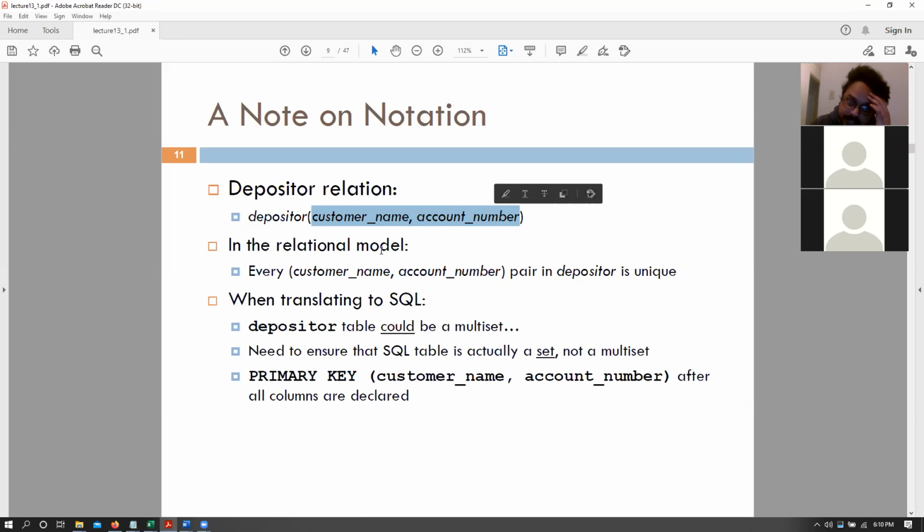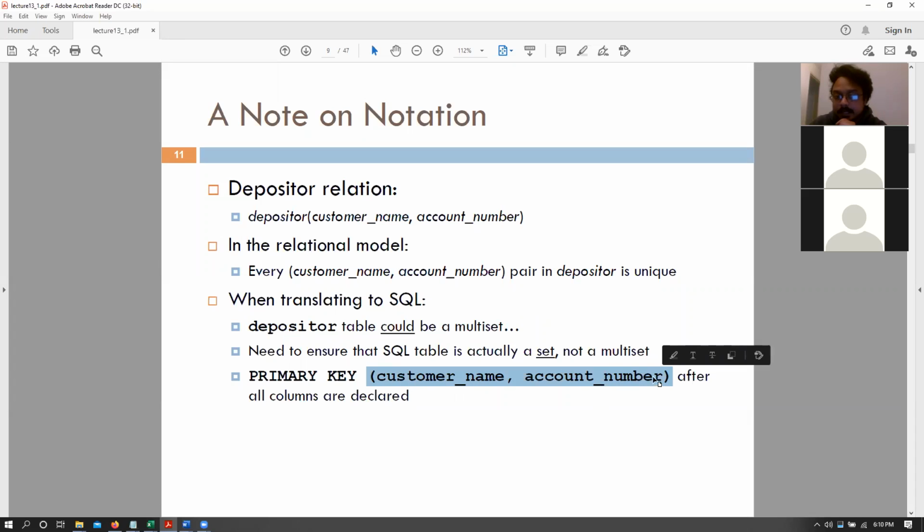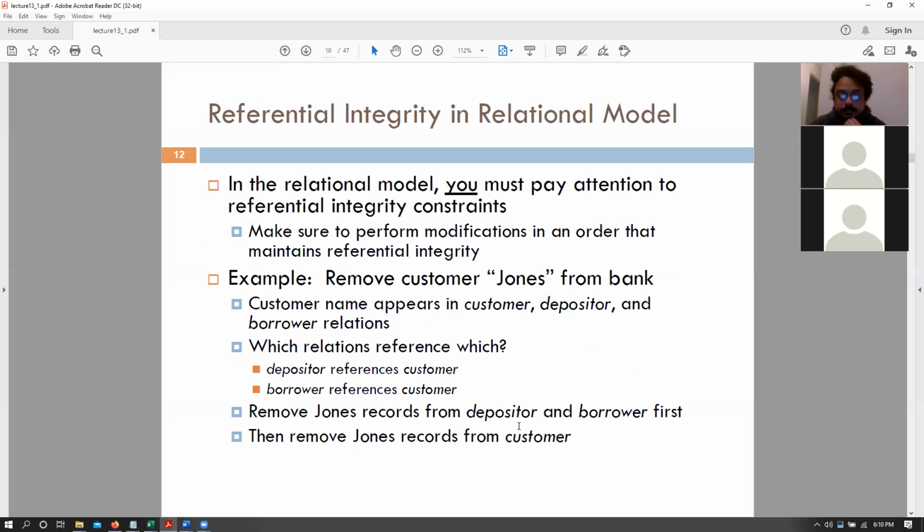But if we do not say that, remember the difference between SQL and relational algebra. If this table is defined in relational algebra, then it cannot have duplicate entries because sets, right? However, in SQL, this can be a multi-set, so it's better to just define both of those attributes together as a primary key. And if we are trying to define multiple attributes as primary keys, we would always define that after the table attribute names, right? Okay.